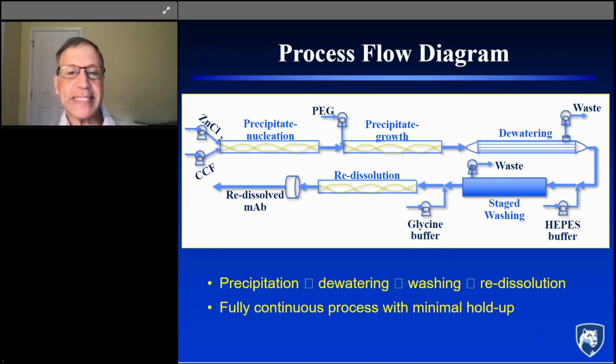We would then redissolve the antibody by adjusting the pH using a glycine buffer. This would also drop the pH, which would allow us to go directly into a continuous virus inactivation step and then into the rest of the downstream process.